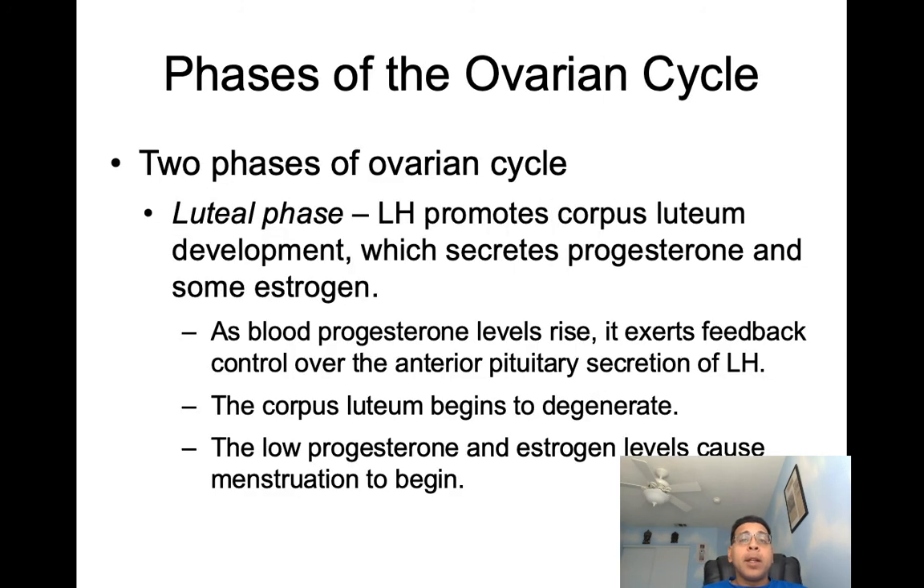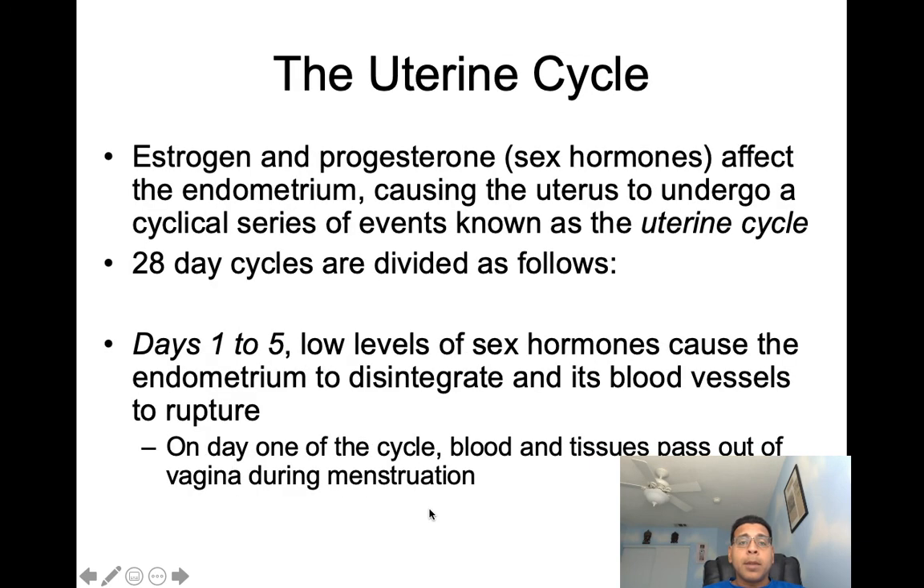So here we can see as blood progesterone levels rise, it's going to exert feedback control over the anterior pituitary secretion of LH. Now the corpus luteum begins to degenerate. The low progesterone and estrogen levels are going to cause menstruation to begin. So this will take us to the uterine cycle.